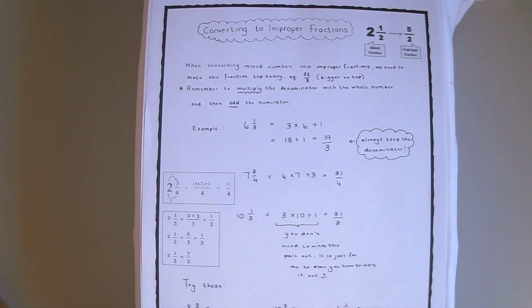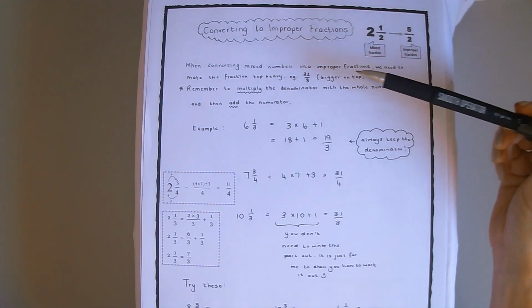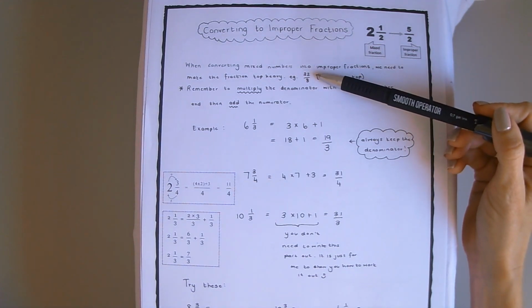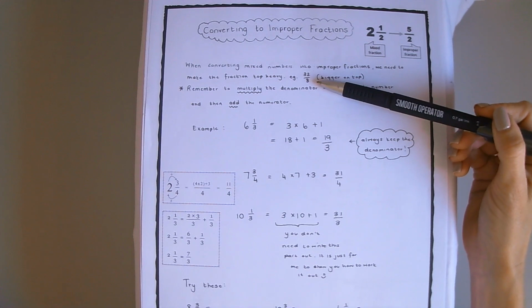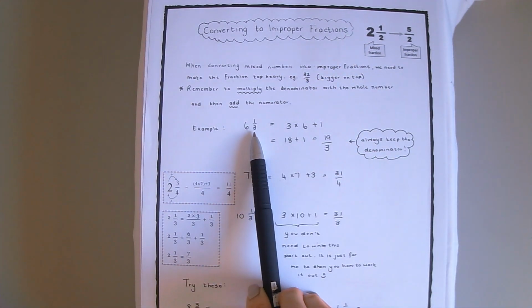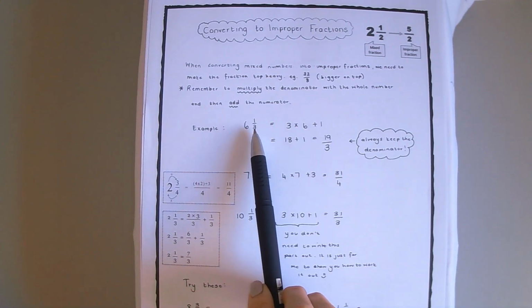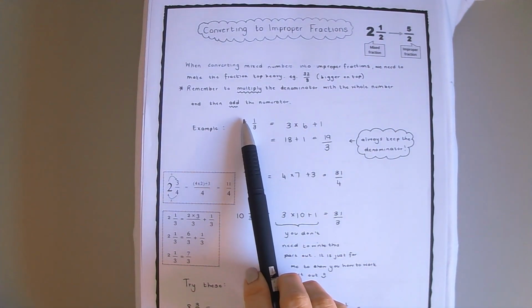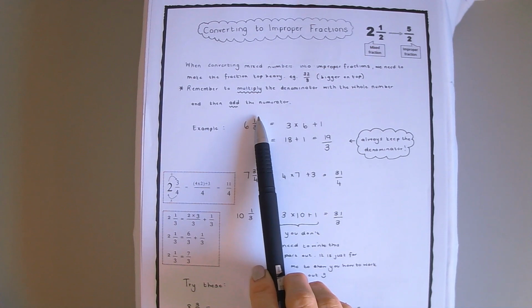Alright, so let's start with converting to improper fractions. When you're converting a mixed number into an improper fraction, we need to make the fraction top heavy. So we need to make it bigger on top than it is at the bottom. So what we're going to do is take the denominator, times it by the whole number, and add the fraction at the top, or the numerator at the top.